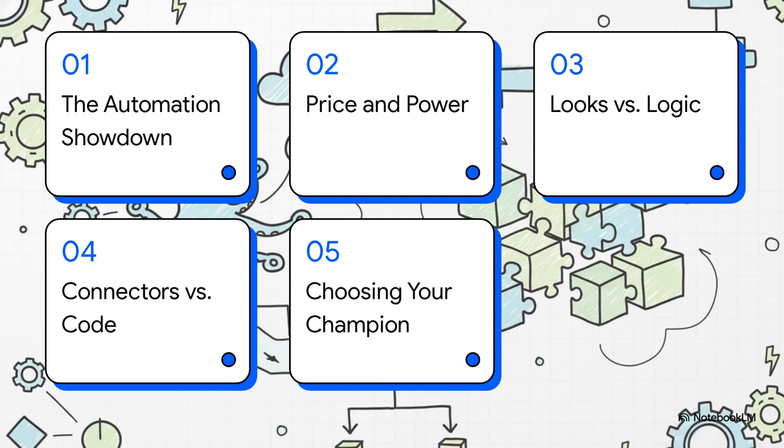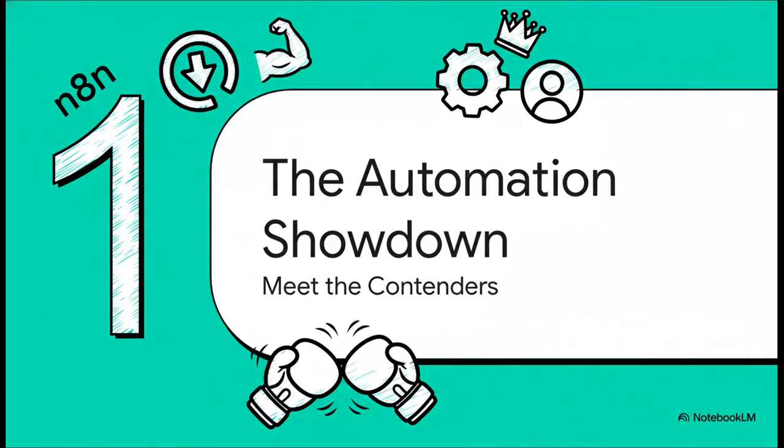First, we'll meet the contenders. Then, we'll run them through a few rounds, looking at price and power, their user interface, and how they handle integrations. And finally, we'll figure out how you can choose your champion. So let's properly introduce our two fighters. In this corner, we've got n8n, the open source powerhouse, and in the other corner, we have Make, the super polished, user-friendly platform that you might remember as Integromat.